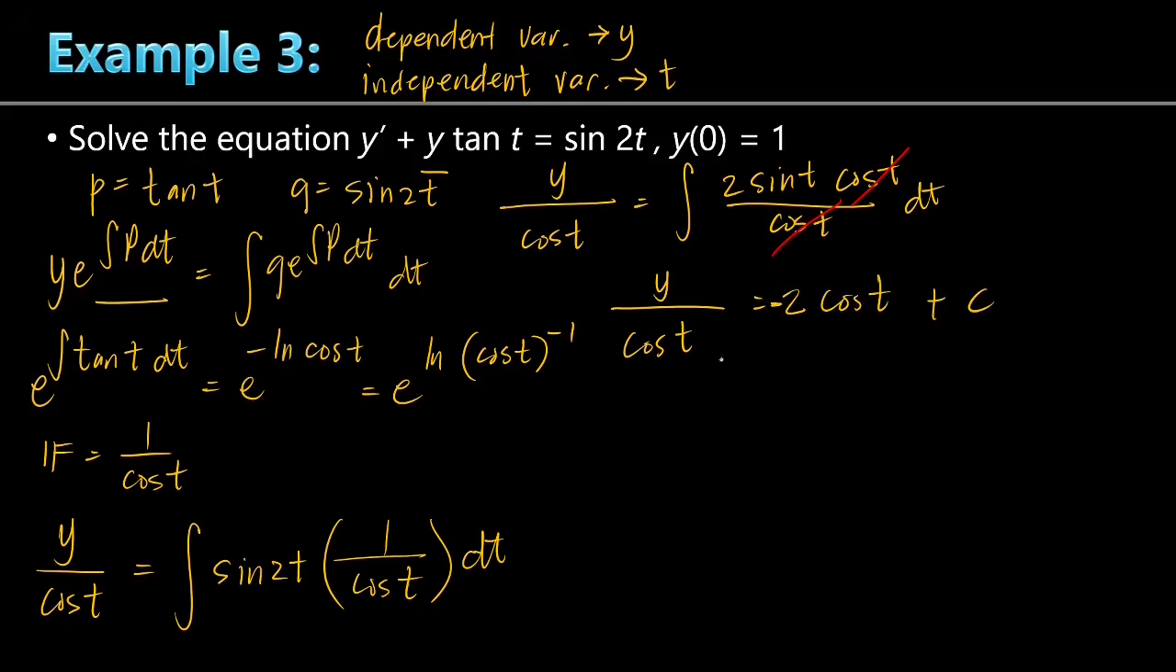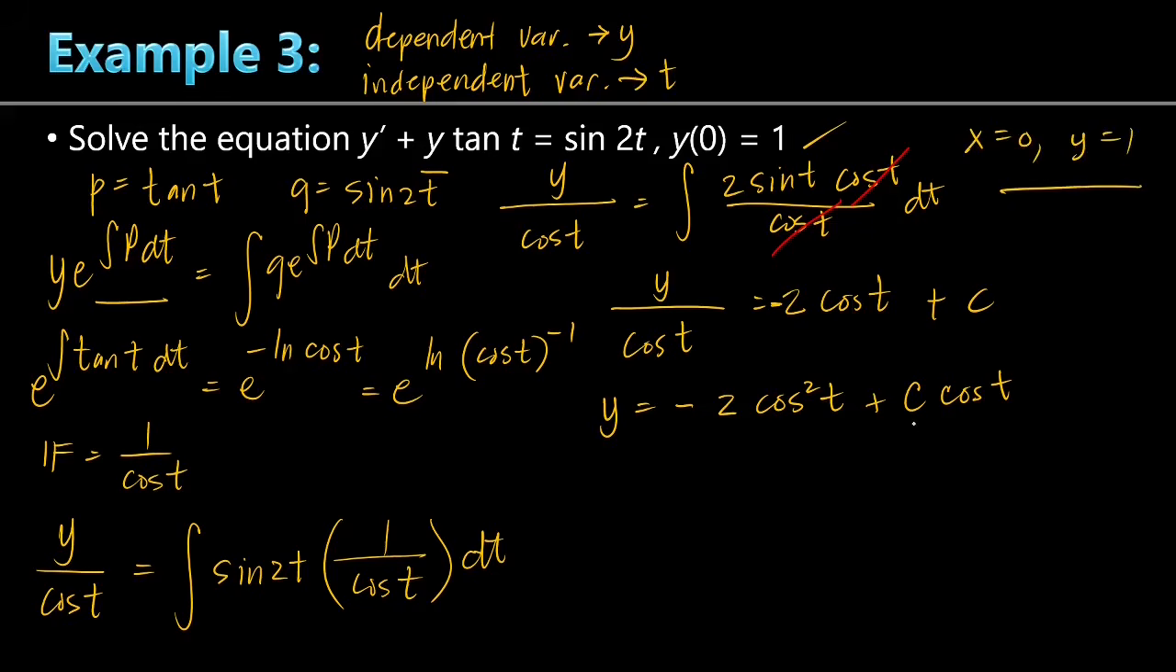So, to get y, I can just multiply both sides of the equation by cosine t. So, y is now equal to negative 2 cosine squared t plus c times cosine t. So, this is now our general solution. However, since we are given an initial condition, y of 0 equals 1, which means that when x is 0, y is 1. We will use this condition to solve for the value of the arbitrary constant.